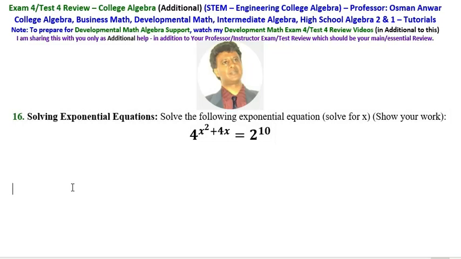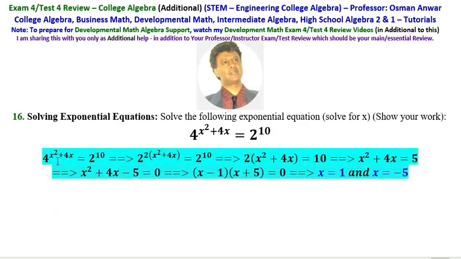Number 16 is solve exponential equations. Solve the following exponential equation. We're going to solve for x, and that is 4 to the power of x squared plus 4x equals 2 to the 10. So first, figure out if you can put both of them as base 2. But 4 is 2 squared, so that is 2 to the power of 2 times x squared plus 4x equals 2 to the 10. So the bases are the same, 2 and 2.